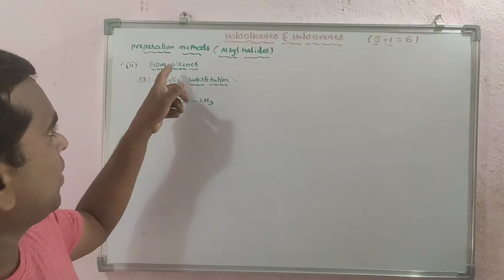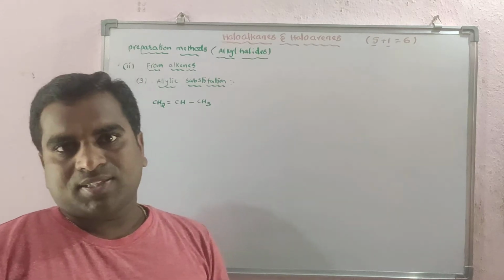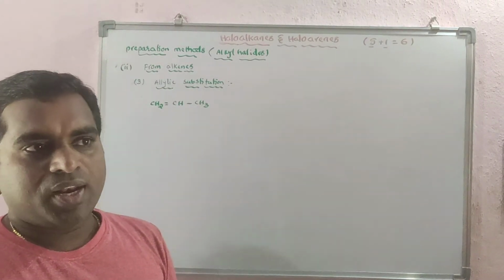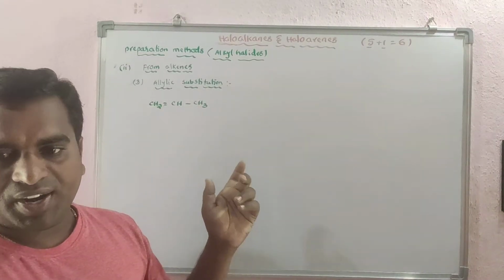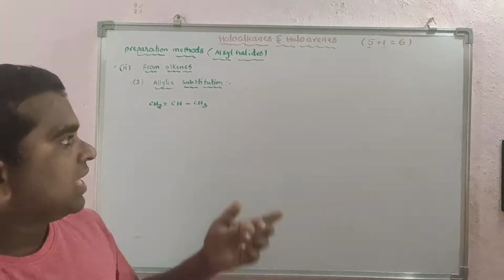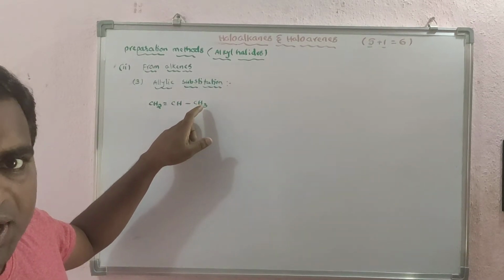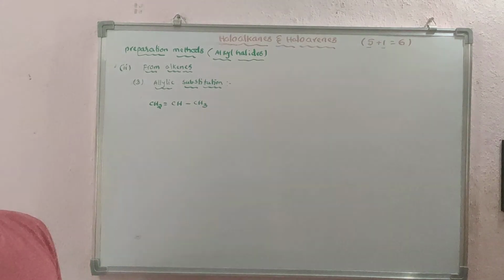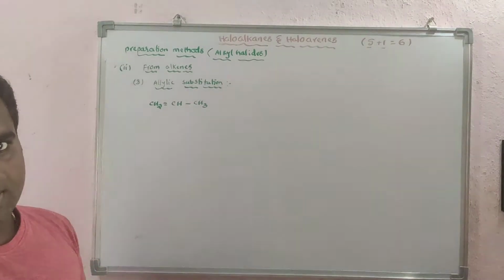Third preparation method from the alkene is allylic substitution. What is allylic substitution? When alkenes are reacted with chlorine or bromine at a very high temperature of about 500 degrees centigrade, the hydrogen of the allylic carbon is substituted by a halogen atom without affecting the double bond, and that we will call allylic substitution. Clear?